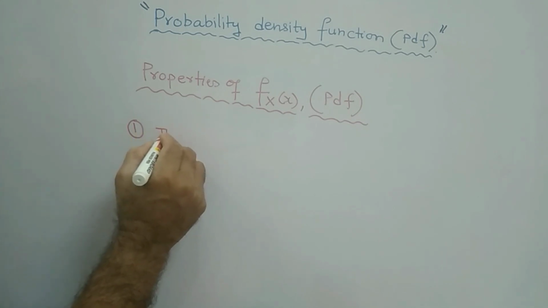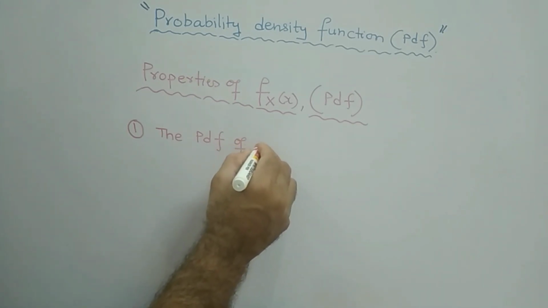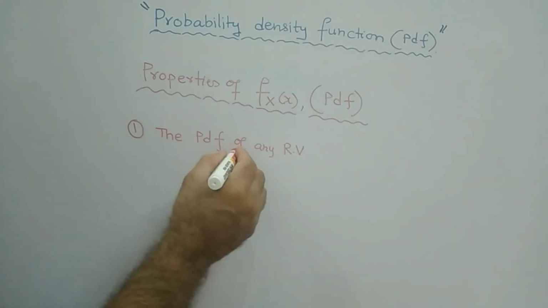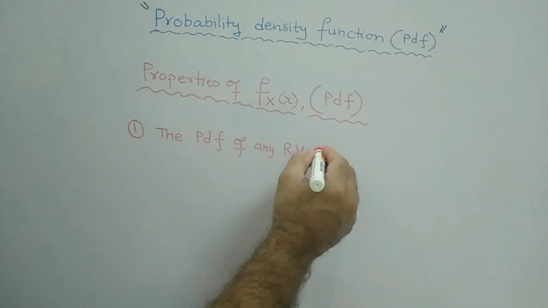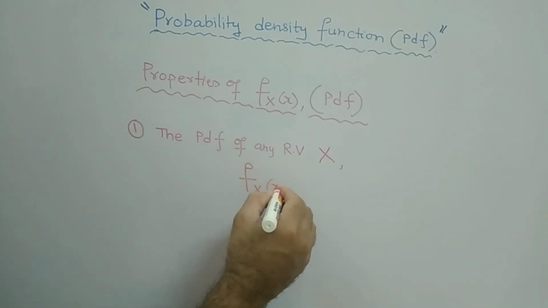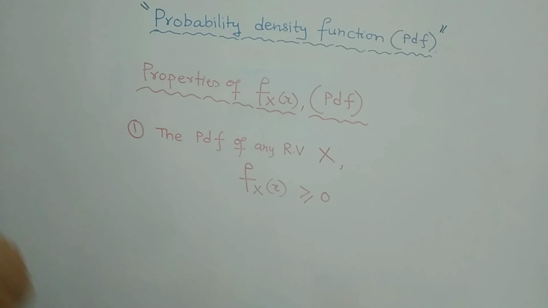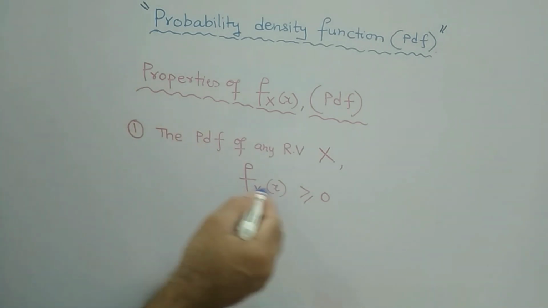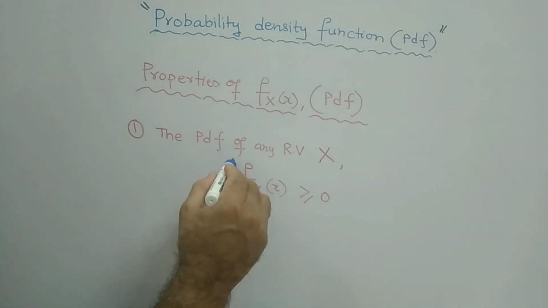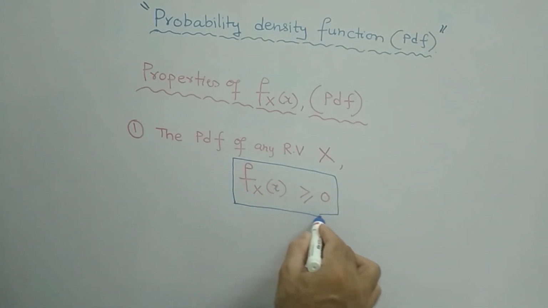variable, I can write simply RV for random variable. So the PDF of any random variable x, that is f of x of x, must be greater than or equal to 0. This is the first property. If you see the density function, the probability density function, small f of x, that should be greater than or equal to 0. This is the very important and very first property.